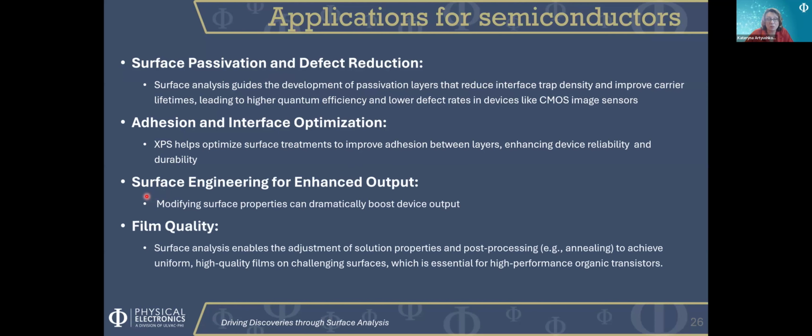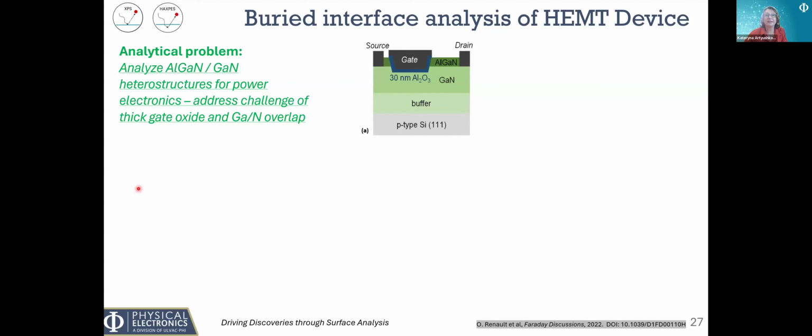And film quality, it's not the only application, but these are the main four. High quality films on challenging substrates are very important in semiconductors. So surface analysis enables adjustment of the process, what is the solution, what are the processing steps. So really that is what's driving development of high performance transistors, for example. So let me show several examples.